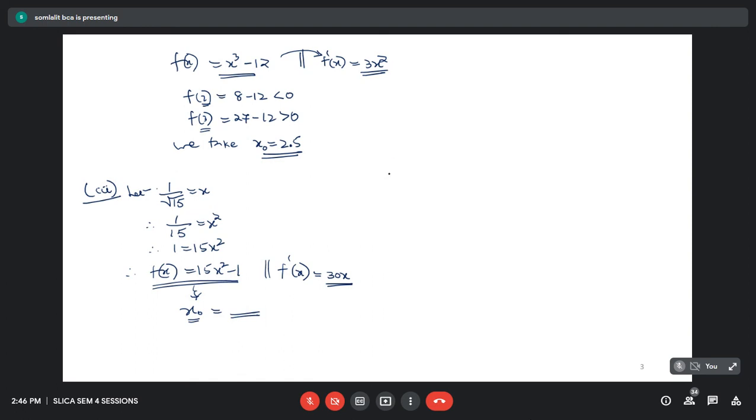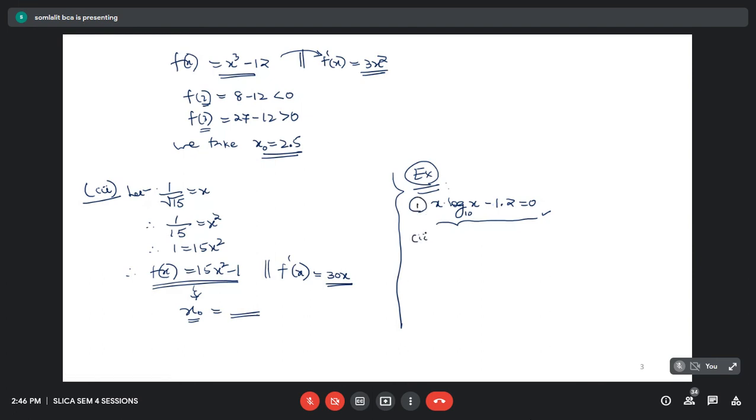Okay. 2 more questions for you if you are interested. The one question is here, the function is given by x into log x to the base 10 minus 1.2 equals 0. One is this: x into log x minus 1.2. Using the Newton-Raphson method, you need to find the derivative. The starting approximation is not given.